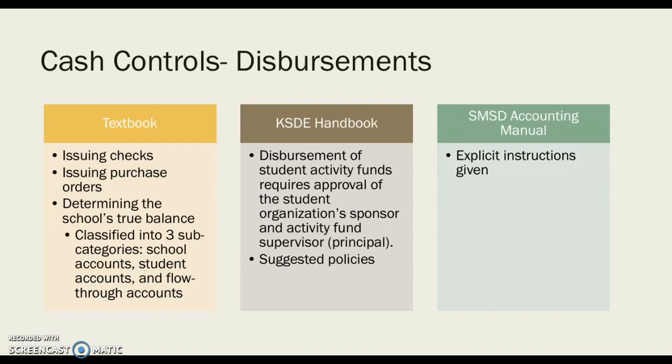Flow-through accounts may be received at your school, but they must be forwarded to the central office, not spent at the school level. This is for items such as summer school. In our district, that would be Jump Start, Smart Start.